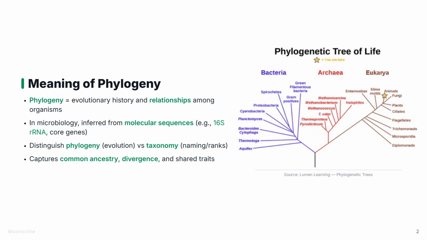Now, let's look at this illustration of the phylogenetic tree of life. We see the three domains again. Under bacteria, we have groups like green filamentous bacteria and spirochetes. Archaea contains halophiles and thermophiles. Eukarya encompasses familiar groups like animals, fungi, and plants, as well as microbial eukaryotes like ciliates and flagellates. This domain includes all organisms with complex cells containing a nucleus. This tree beautifully illustrates how all life on Earth is interconnected.